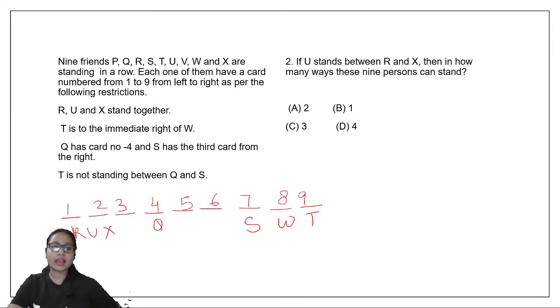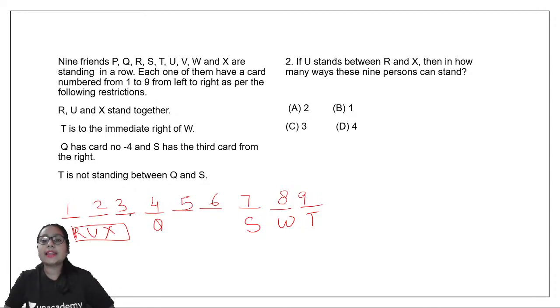Okay, so we have this much information. RUX is not in the same order. Let's see. The question says that if U stands between R and X, then in how many ways can 9 persons stand? It means that U is standing in between, R is here and X is here. These positions are already filled. Then in how many ways can these 9 persons stand?